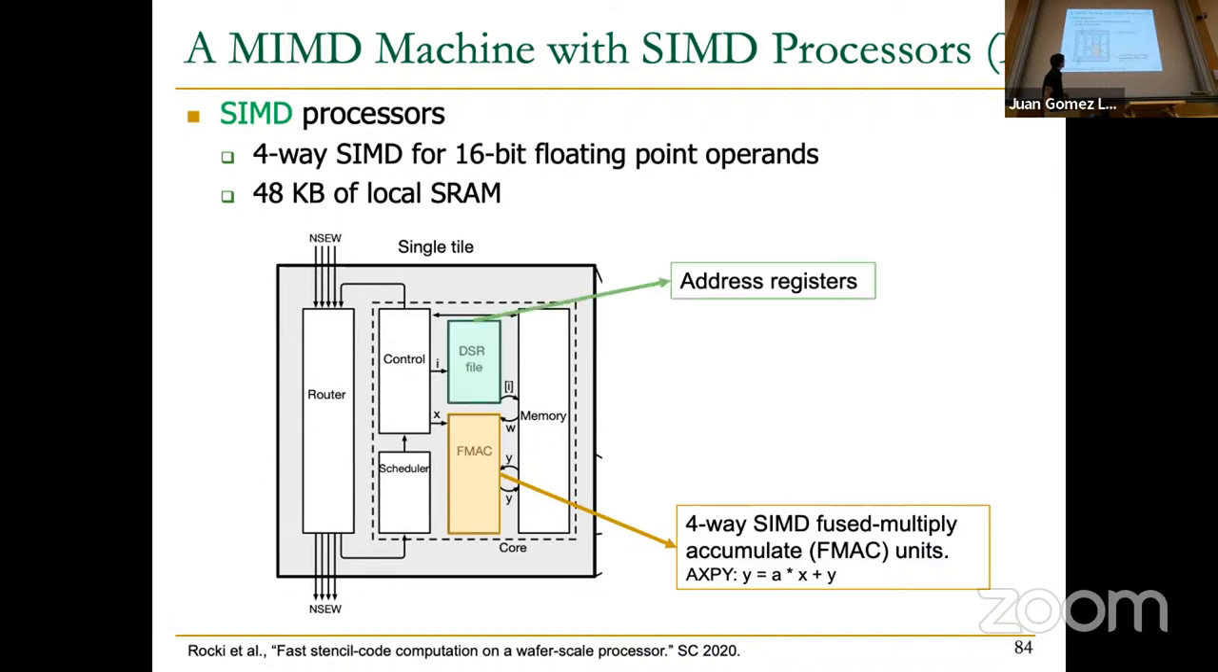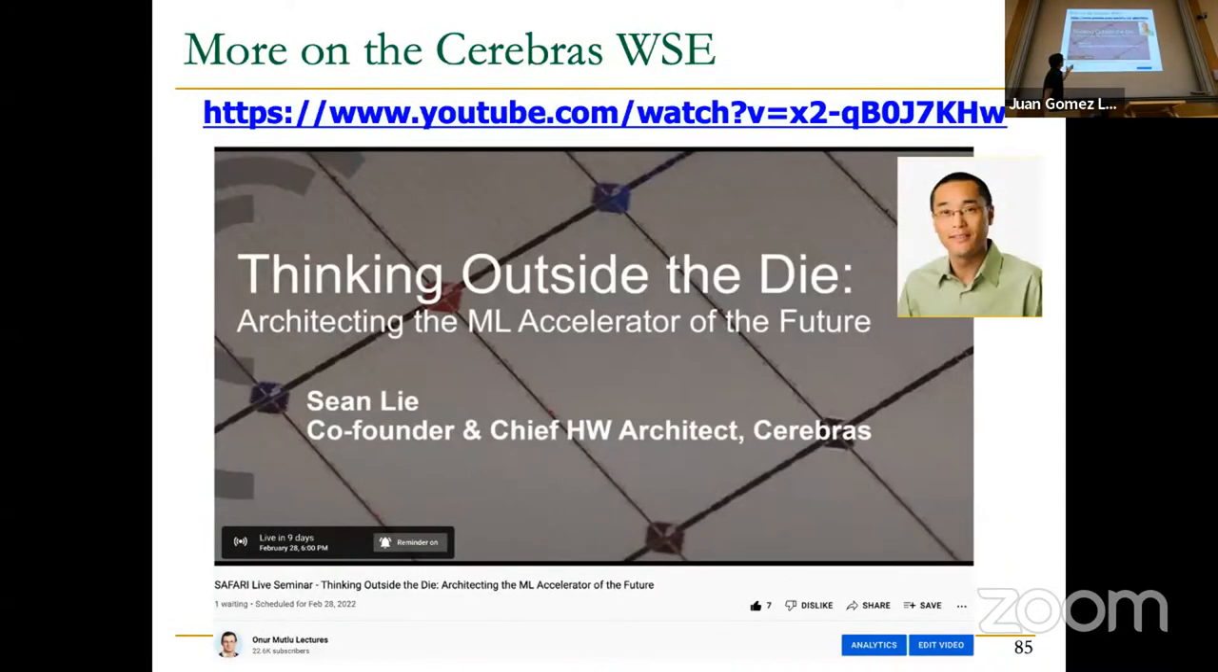And here you have the address registers to access this local memory, which is SRAM, and the FMAC units. And if you want to learn much more about this architecture, probably you have already watched this, but if not, you still can do it in that YouTube link.